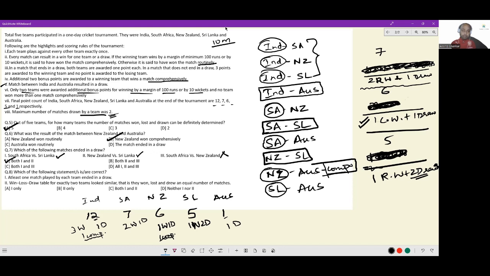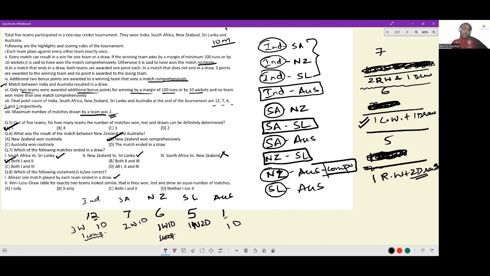And the last question, which of the following statements are correct? At least one match played by each team ended in a draw. India has 1 draw, South Africa has 1 draw, New Zealand has 1 draw, Sri Lanka has 2 draws, Australia has 1 draw. So yes, at least one match played by each team ended in a draw. This is a true statement.